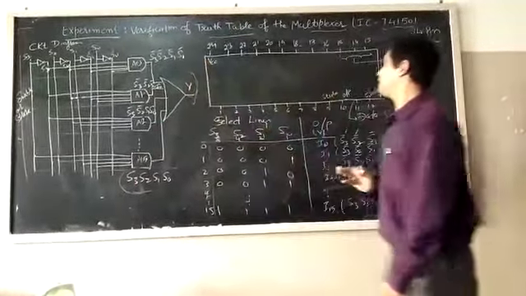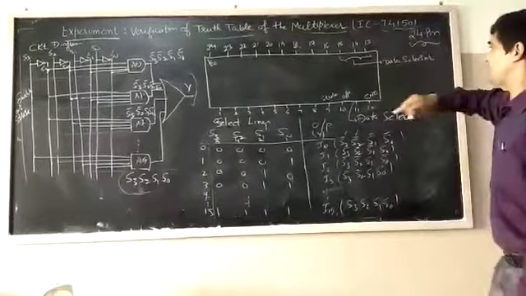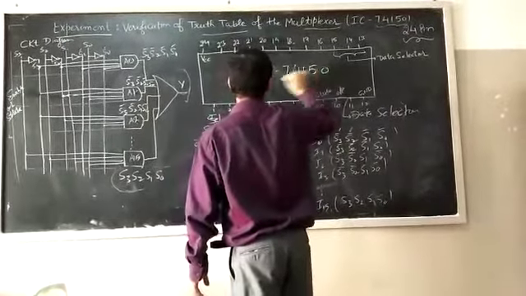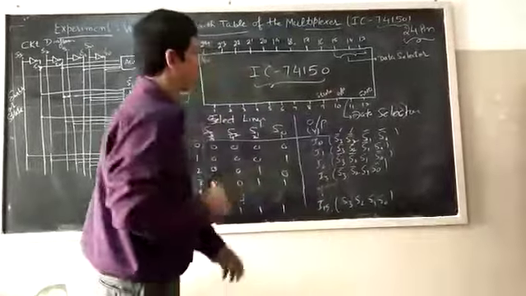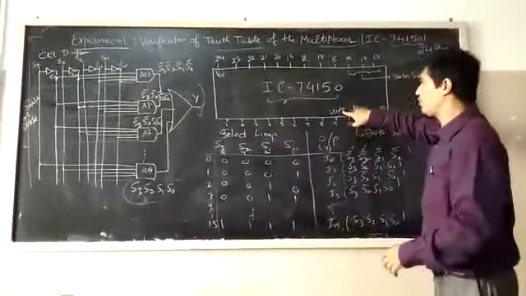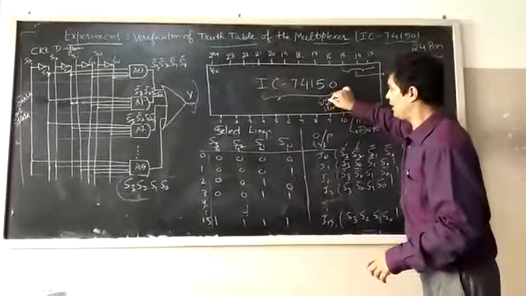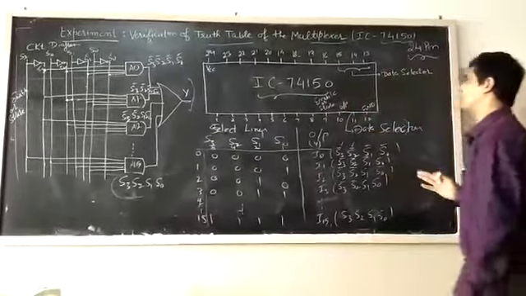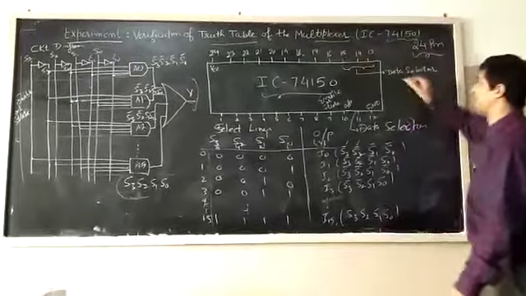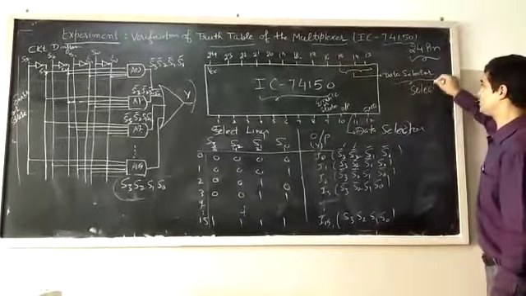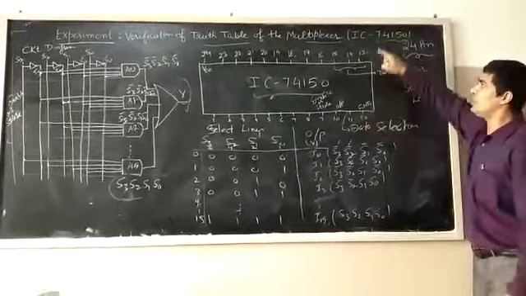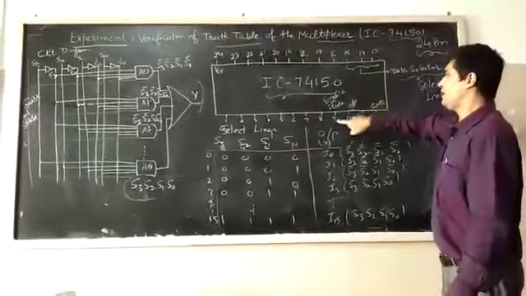To understand this in a better way, there is an IC 74150, which comprises 24 pins, 12 on each side. The ninth pin is required for the strobe or enable input. The 10th pin is for the output. The 11th, 13th, 14th, and 15th pins are used as data selector, meaning select lines. So these are S3, S2, S1, and S0.